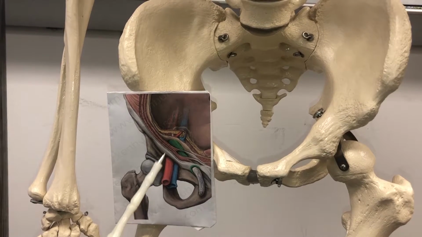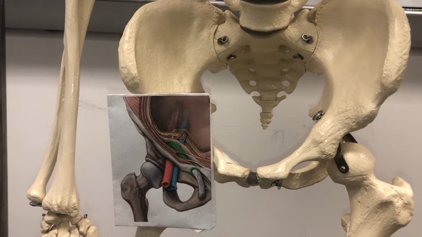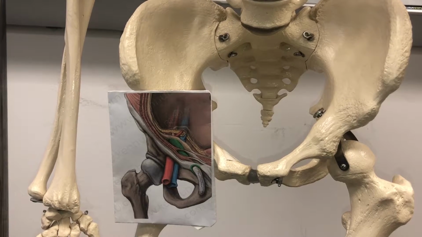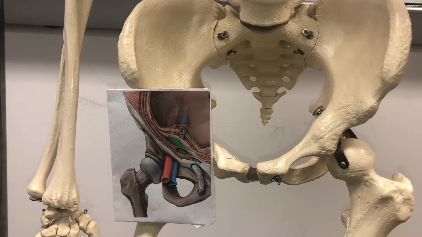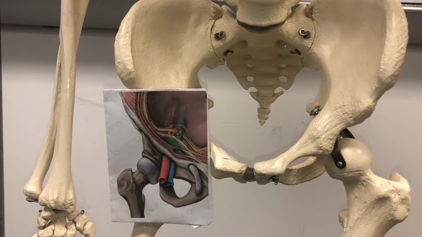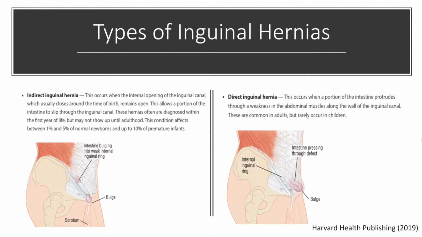And the floor, which is here, is where the inguinal ligament is, which is a rolled up portion of the external oblique aponeurosis, which is also thickened medially by the lacunar ligament. There are different types of inguinal hernias. The first is an indirect inguinal hernia.